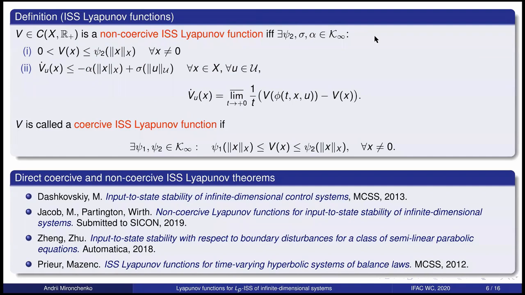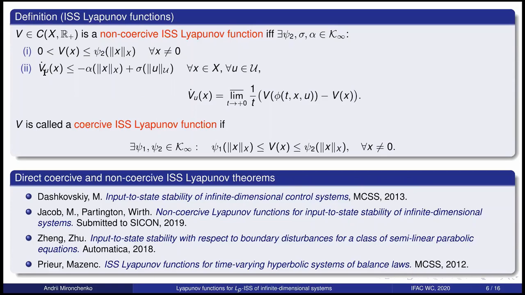Having introduced the ISS concept, we need powerful tools to verify input-to-state stability of the system. We will say that a continuous function V is a non-coercive ISS Lyapunov function if it is positive definite and has a uniform upper bound in terms of K-infinity functions. It is also required to satisfy the following dissipation inequality, where V dot is the derivative of the Lyapunov function V with respect to the trajectory starting in x and subject to an input u.